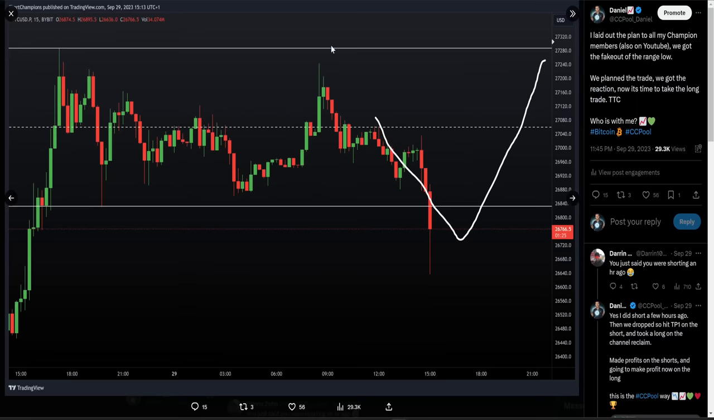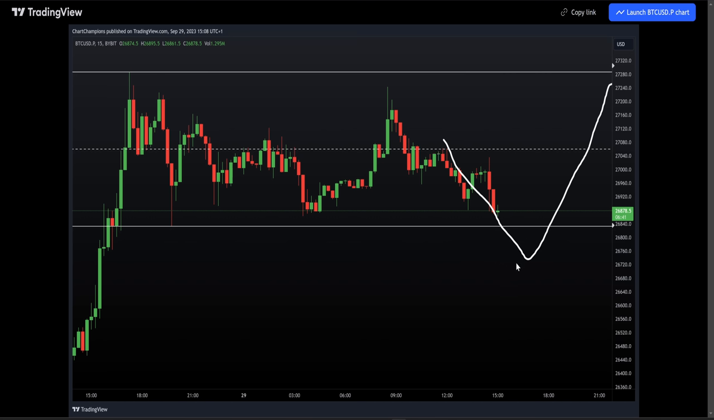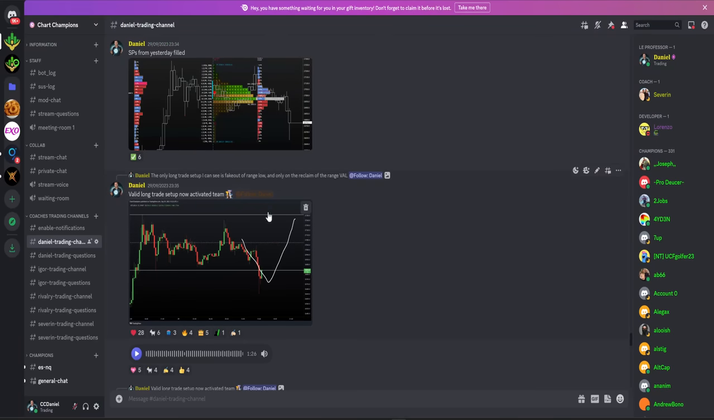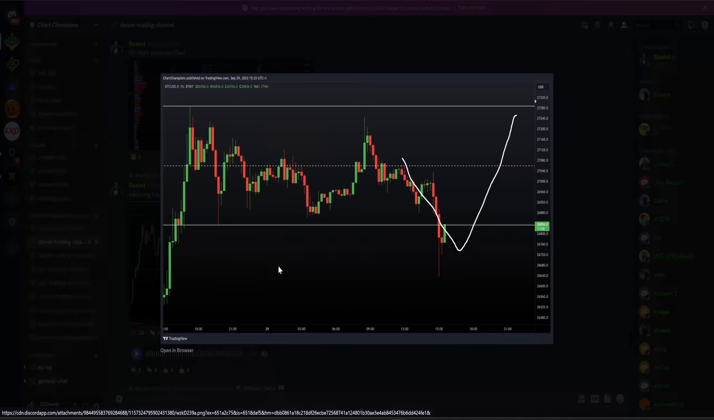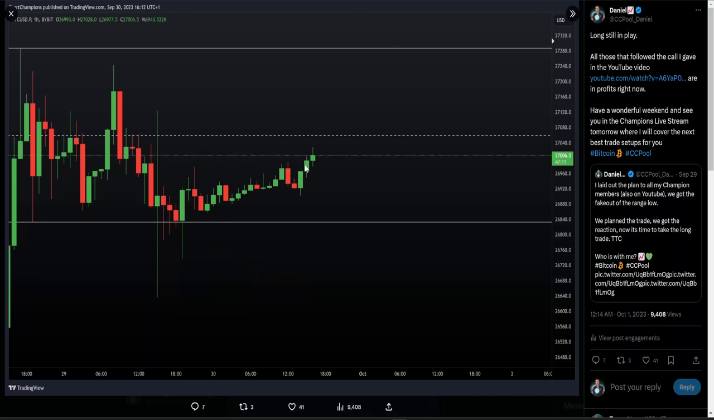So you can see how simple it really can be. You have to make the plan, of course, and be patient for the drop down to your long entry trigger. And then upon getting that long entry trigger, don't be scared. Don't be fearful. Execute, and the rest is history. What an epic reaction. What an epic trade that was. And truly, I am happy for everybody that followed along, didn't get scared on the drop, took that long trade with me, and now are sat in wonderful profits.